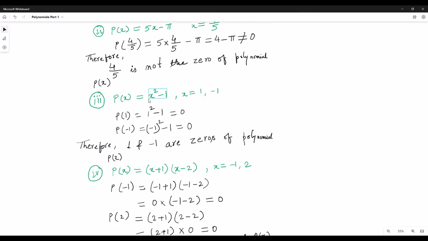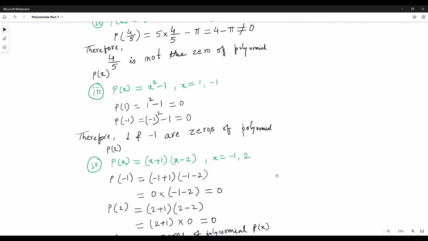Here p(x) is equal to x square minus 1. So by putting 1, p(1) is 0, and p(-1) is also 0. So 1 and minus 1 are zeros of this polynomial. So this is correct. These are the zeros of the polynomial.